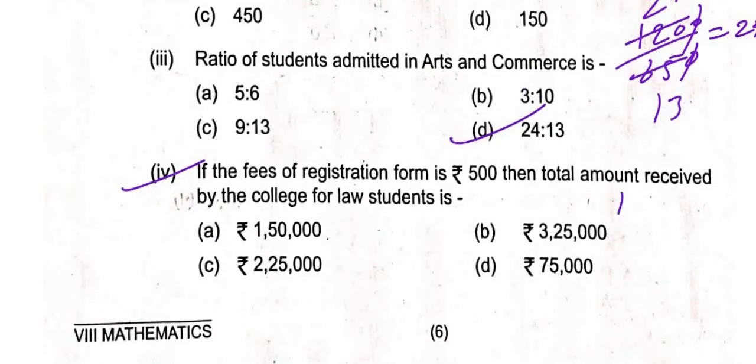So what will it be? 450 into 500, basically we will leave the 0s, 45 into 5, you already know it is 225. So it will come 2,25,000 rupees as the answer. So option C will be the correct option.